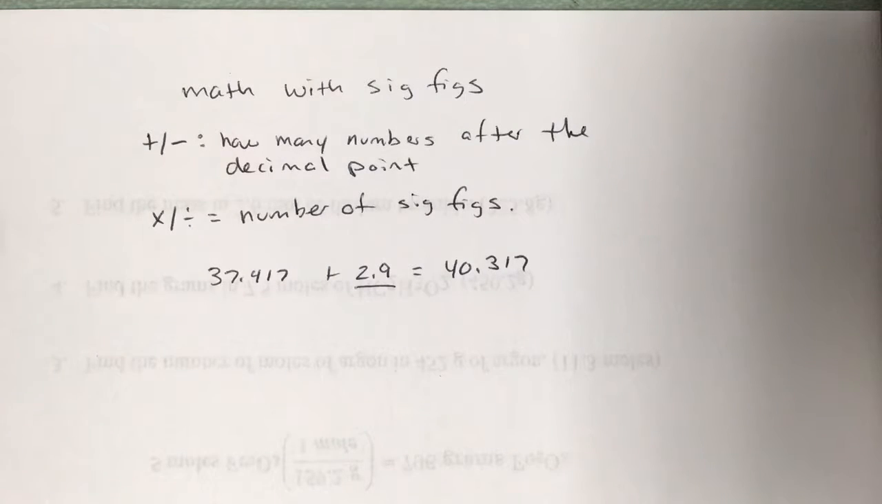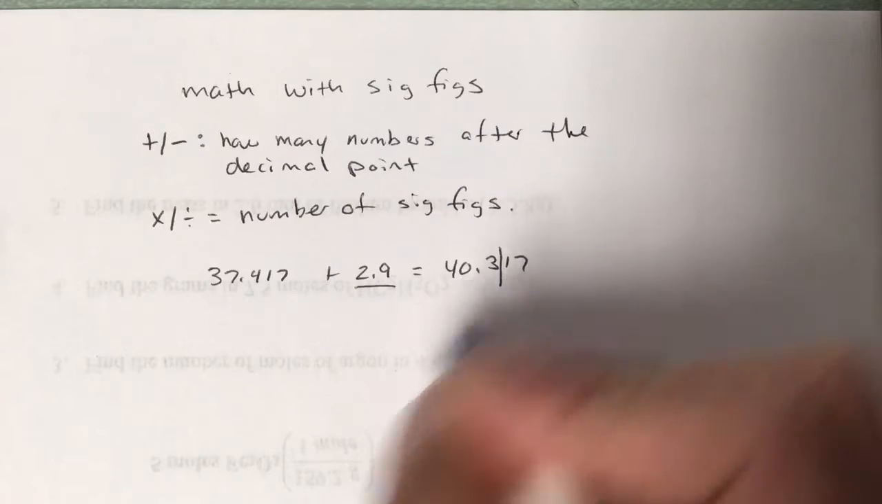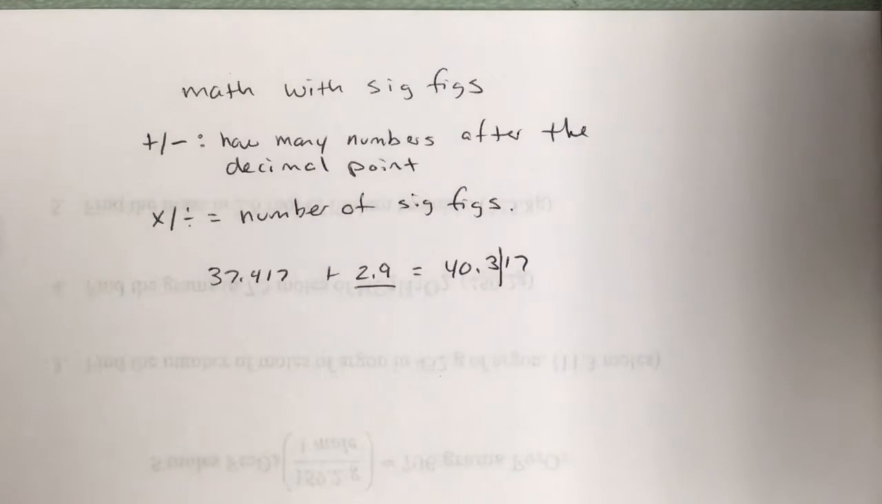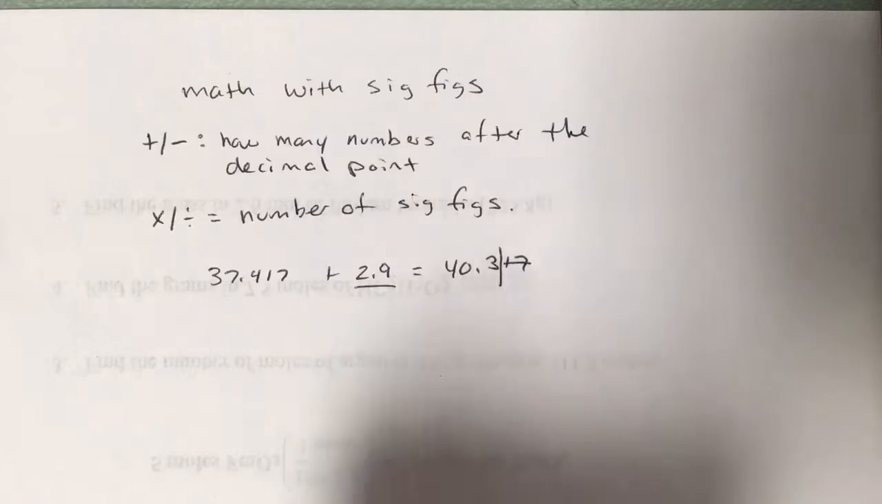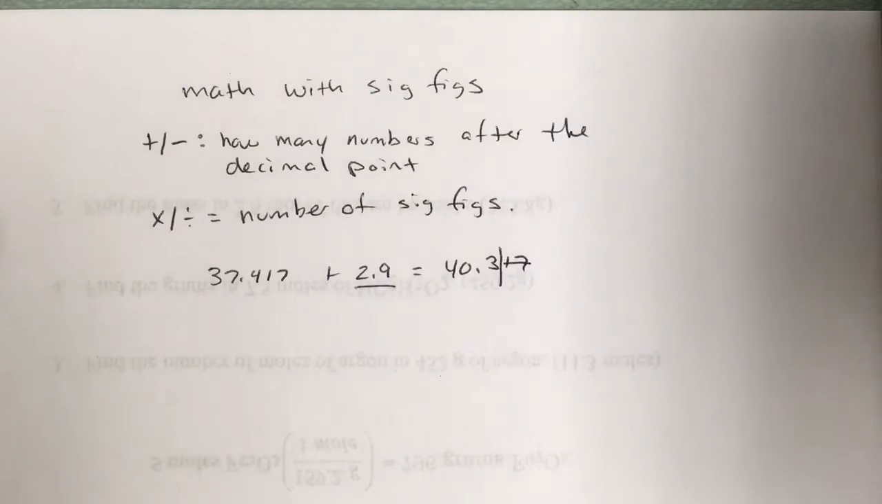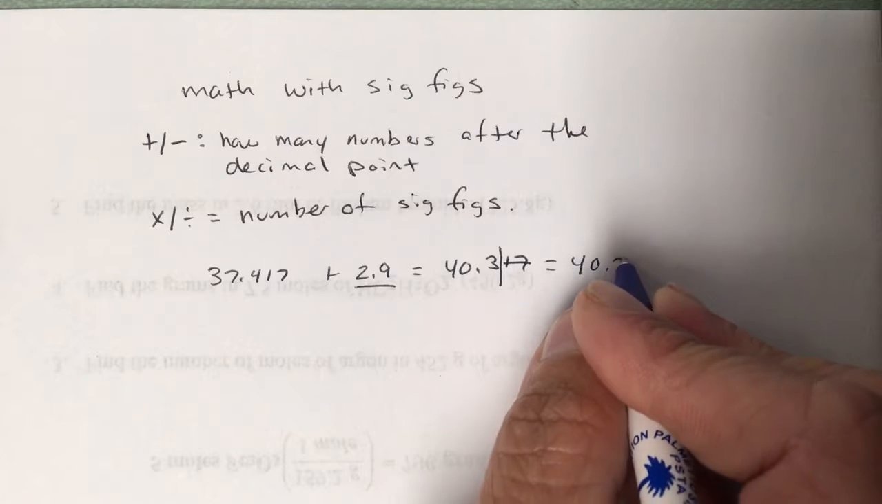It only has one number after the decimal point, so our answer is only allowed to have one number after the decimal point. So we have to cut it off between the 3 and the 1. 3 is followed by a 1, so we leave it alone. The 1 and 7 are to the right of the decimal point, so we just drop those. And this rounds to 40.3.